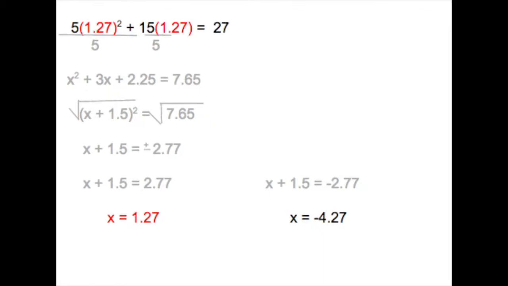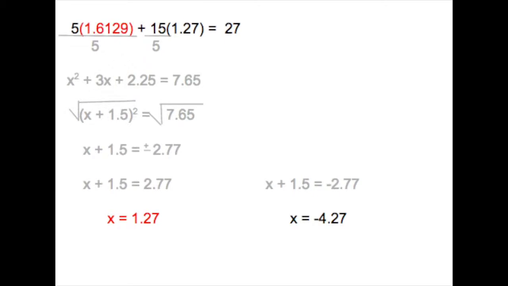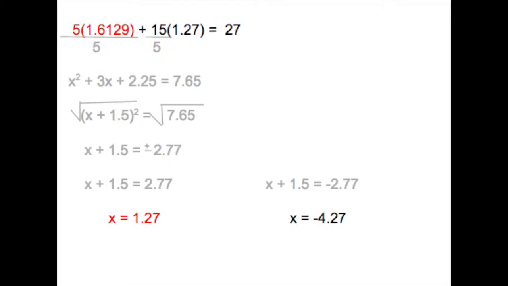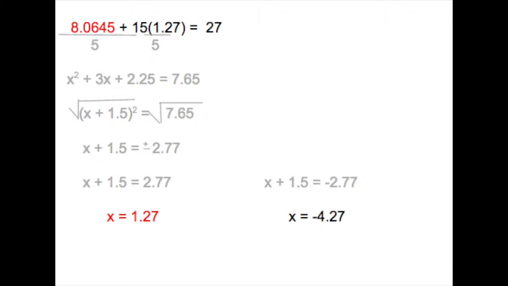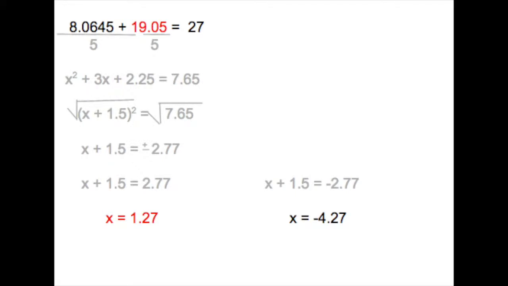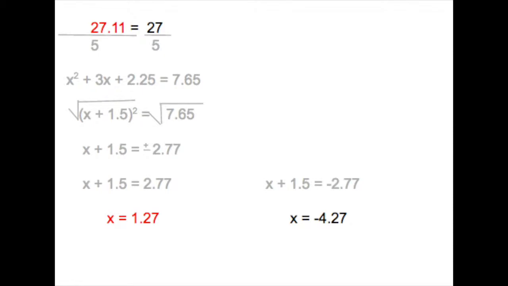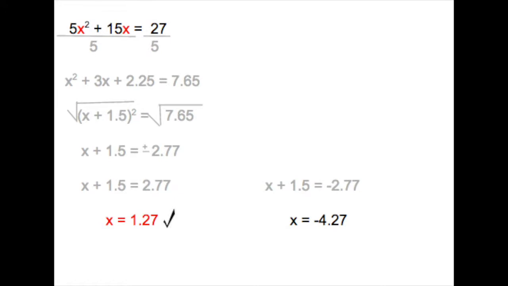Now that we have substituted 1.27 in for both x's, let's simplify according to order of operation. First, exponents. 1.27 squared is 1.6129. Then multiplication, 5 times 1.6129 is 8.0645. Still with multiplication, 15 times 1.27 is 19.05. And adding these two is 27.11, which is very, very close to 27. And as mentioned earlier, it will not come out exactly because we took the approximate value of the square root of 7.65. So our first answer checks out.